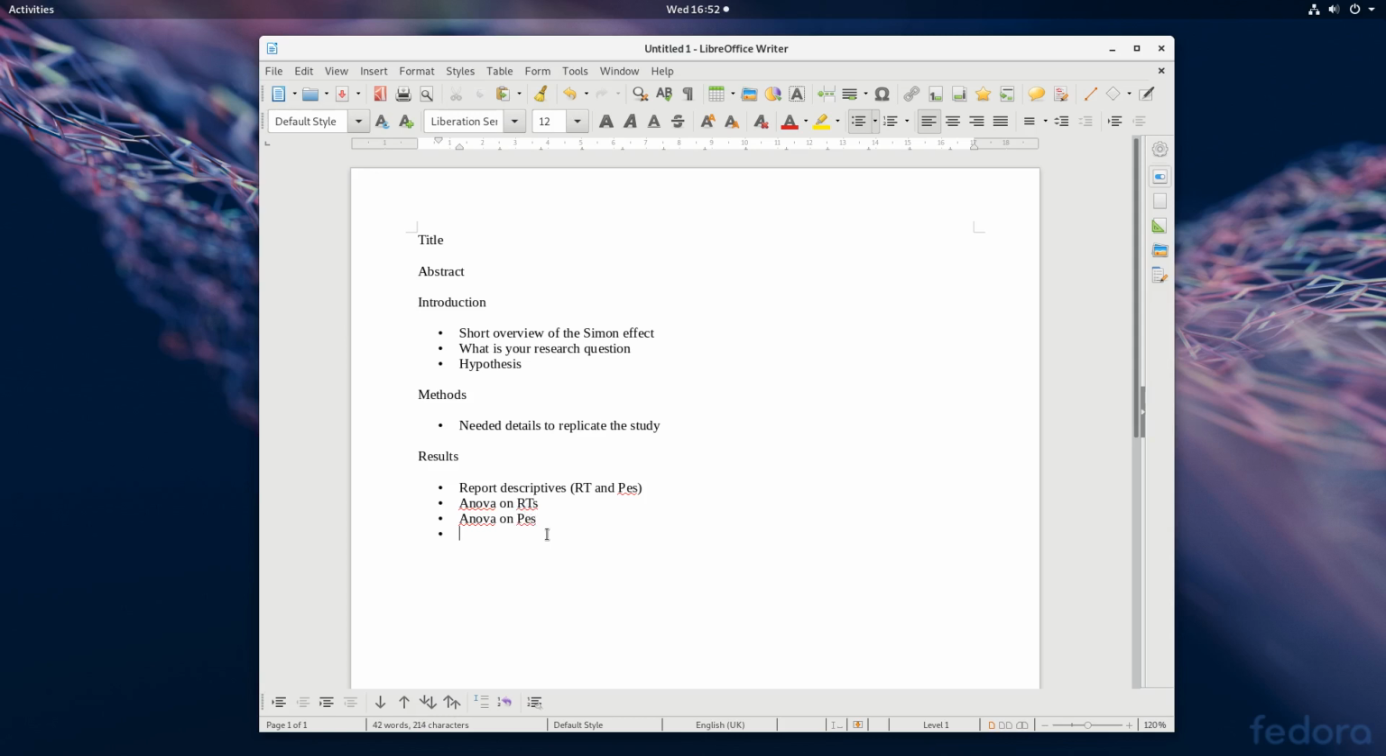Okay, so that's what you have in the results. For that, you need, of course, to carry out your analysis with SPSS. And then you have a discussion. In the discussion, you always start with a short summary of the findings in words without using statistics. That's quite important.